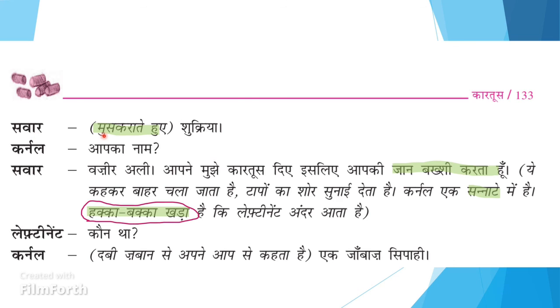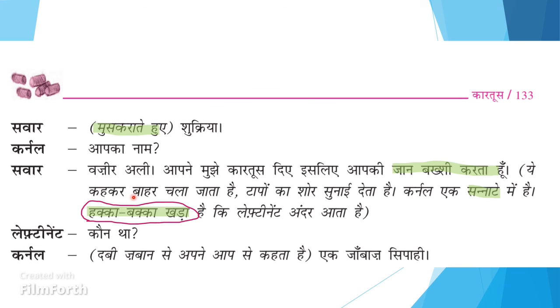सवार मुस्कुराते हुए, शुक्रिया. After he receives the 10 bullets, he just smiles and thanks him. Colonel, आपका नाम and what is your name? सवार, children, I think you might have guessed by now who this horse rider might have been. Wazir Ali. He just tells his name very bravely to the colonel. Wazir Ali. आपने मुझे कारतूस दिए, इसलिए आपकी जान बख्शी करता हूँ. You gave me these bullets. That is the only reason why I am sparing your life. जान बख्शी करता हूँ means I'm sparing your life.